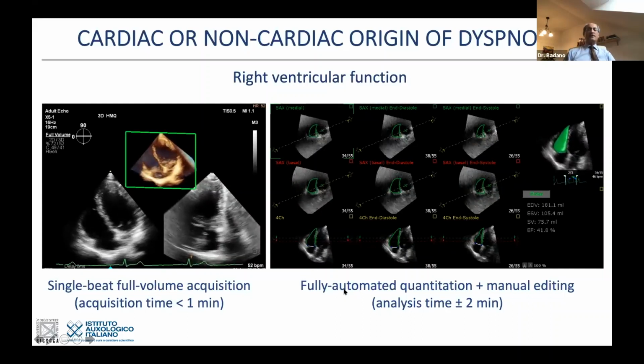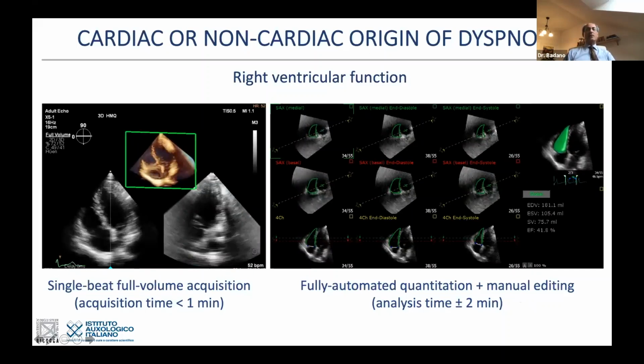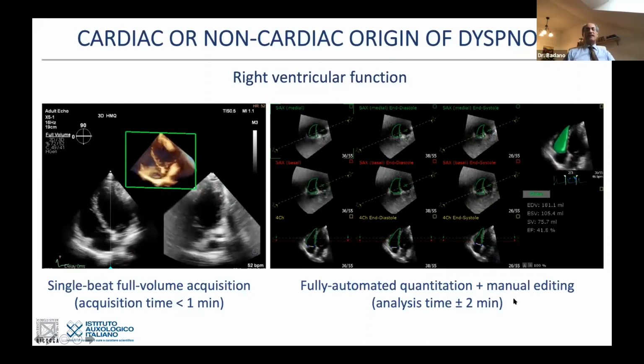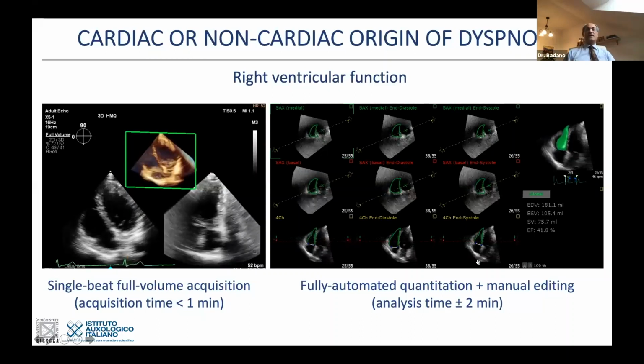I have to say that for the right ventricle, any algorithm usually doesn't work very well in a fully automated mode because of the high trabeculation that is present in the right ventricle. And in our experience, and also from other groups, manual editing is needed in almost all of those patients. But even so, having already traced the contour in diastole and systole with this very user-friendly software package, the acquisition and the analysis time are usually completed in less than 3 minutes.